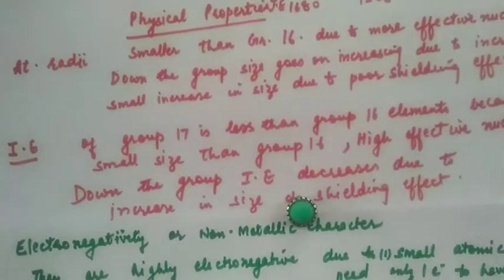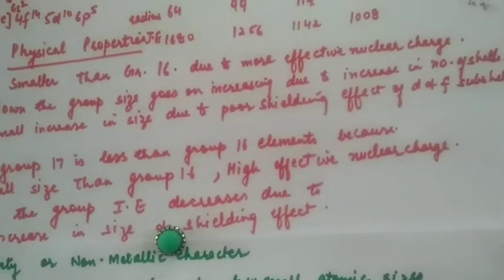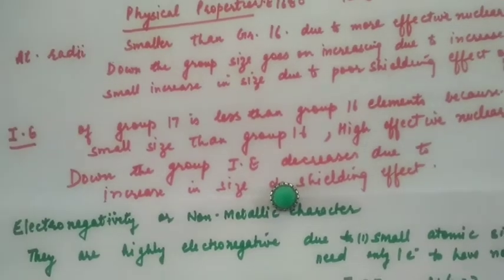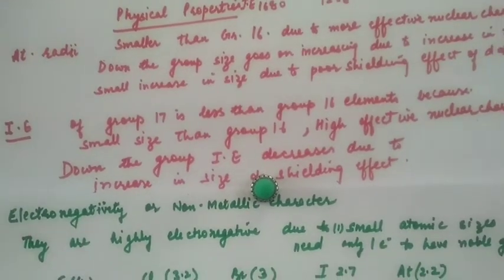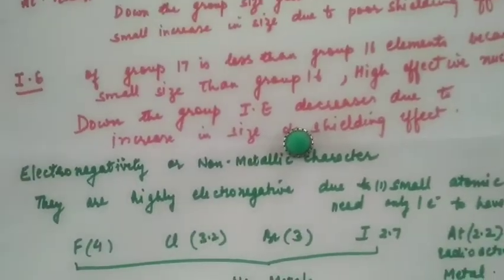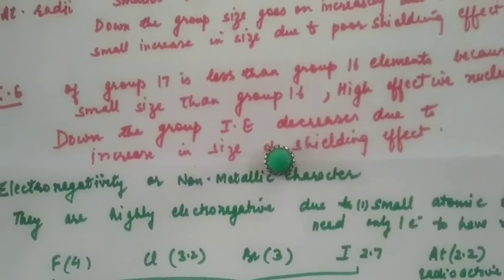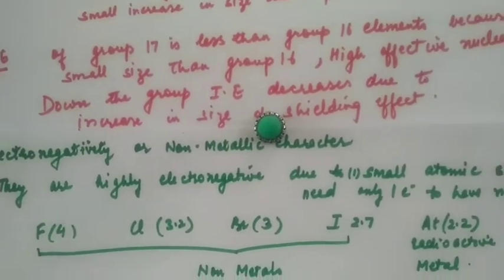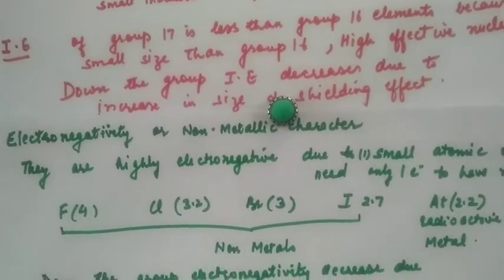Ionization enthalpy of group 17 is higher than group 16 elements because they have smaller size than group 16 and have high effective nuclear charge. Down the group, the ionization enthalpy decreases due to increase in size and shielding effect.